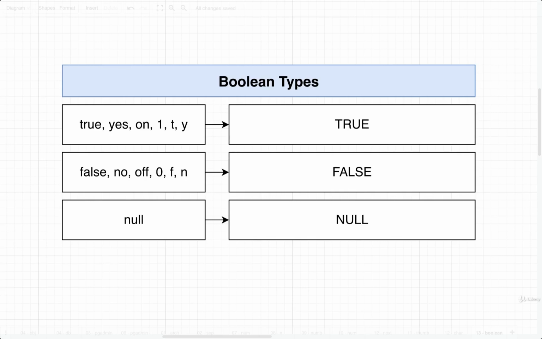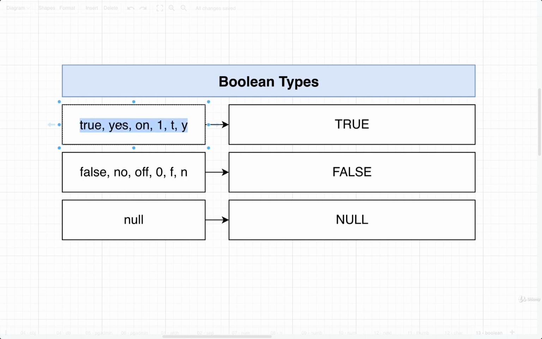Let's take a look at some different Boolean types. Now, Boolean types in general, pretty straightforward. We're really just talking about true, false, and null. But what you need to know is that we can actually provide different values to Postgres, tell it to treat it as a Boolean, and it will automatically convert these different values into true or false for us.